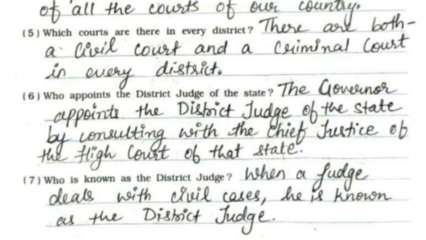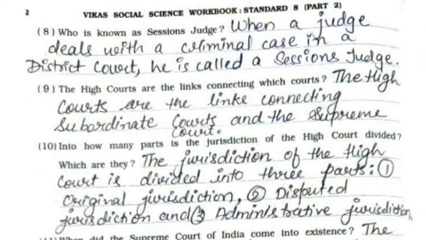Sixth, who appoints the district judge of the state? The governor appoints the district judge of the state by consulting with the chief justice of the high court of that state. Seventh, who is known as the district judge? When a judge deals with civil cases, he is known as the district judge. Eighth one, who is known as sessions judge? When a judge deals with a criminal case in a district court, he is called a sessions judge.